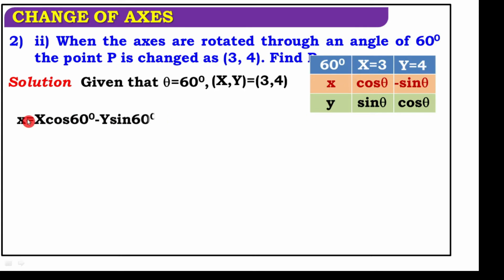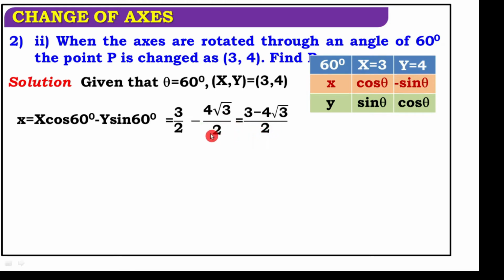So what about x here? x equals X cos theta minus Y sin theta. So X is 3, cos 60 is 1 by 2, minus Y is 4, sin 60 is root 3 by 2. So 4 into root 3 by 2. If you take the LCM, we get 3 minus 4 root 3 by 2. So this is our value of small x.